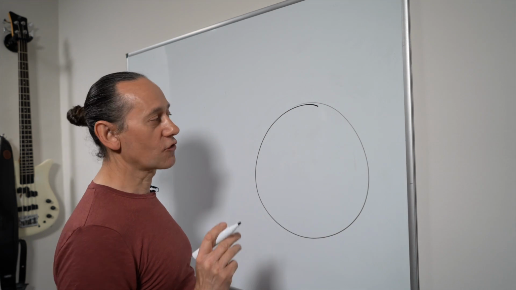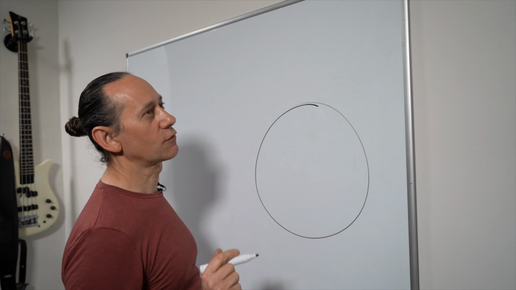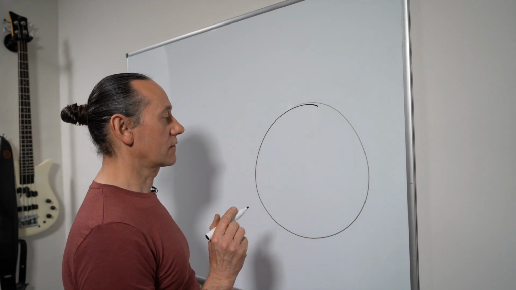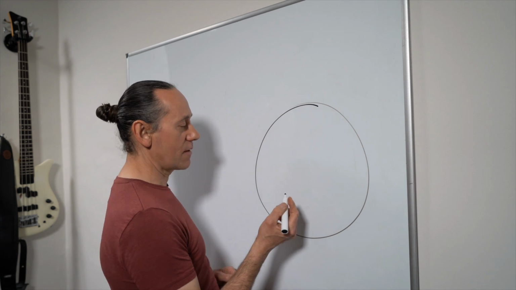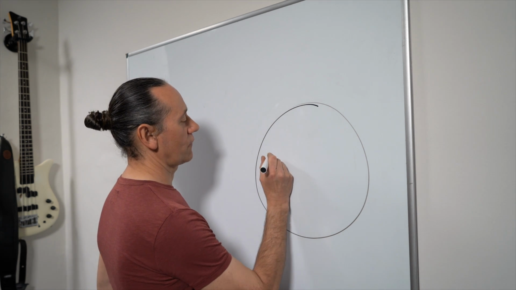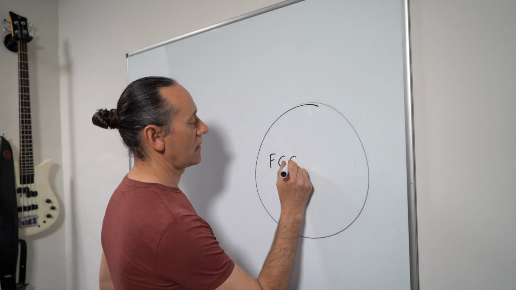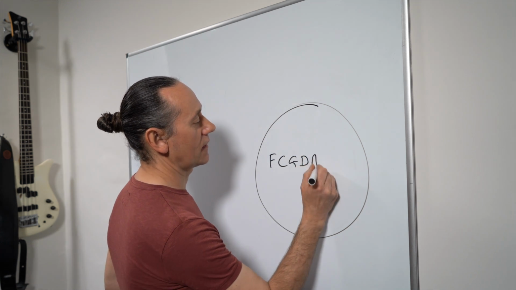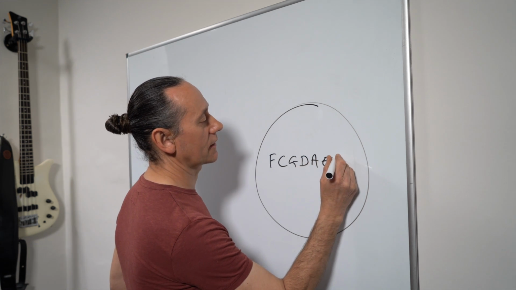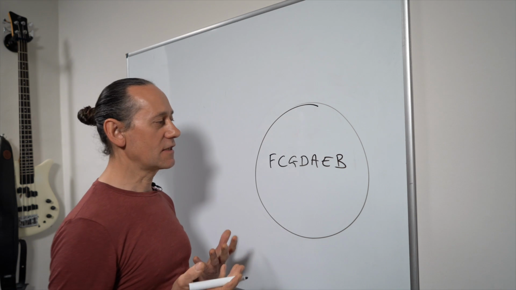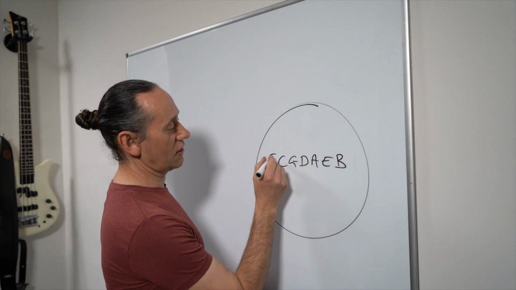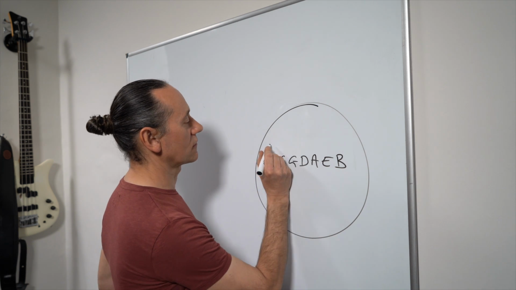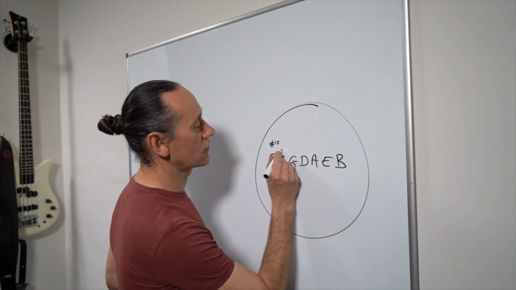The next thing is draw this sequence of letter names. And this is the order, first of all, the order of sharps. To remember this, I say, Father Christmas gave Dad an electric blanket. That's just an easy way to remember it, and it means that the order of the sharps starts with F and goes through this sequence. So these are your sharps.